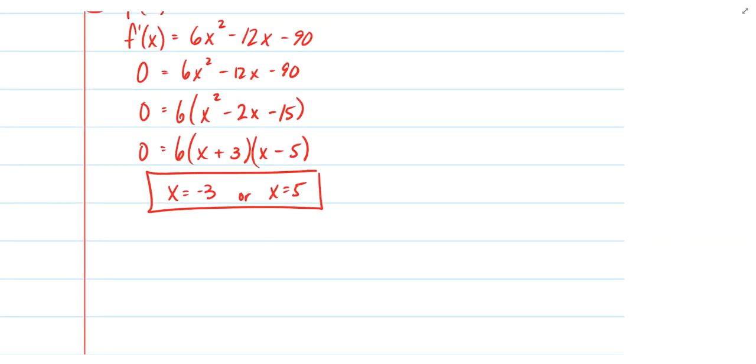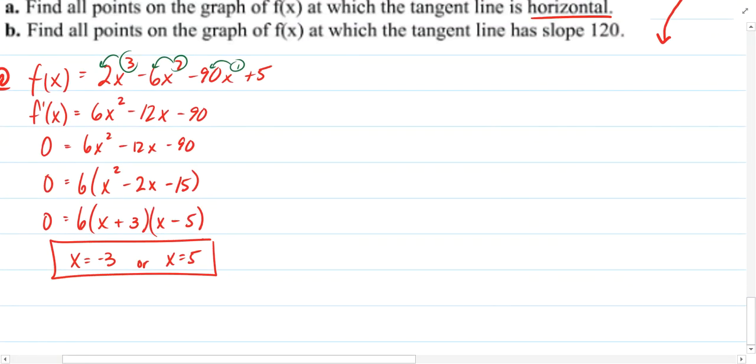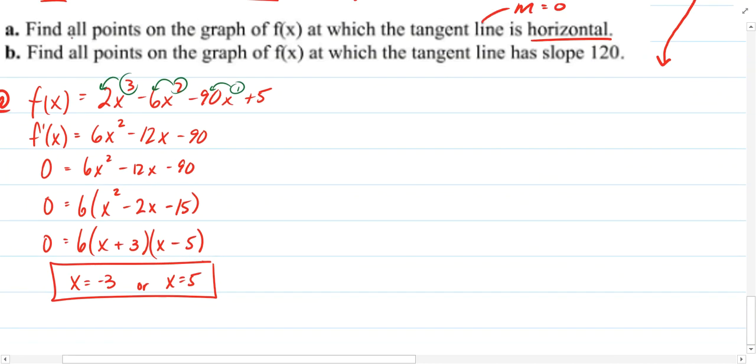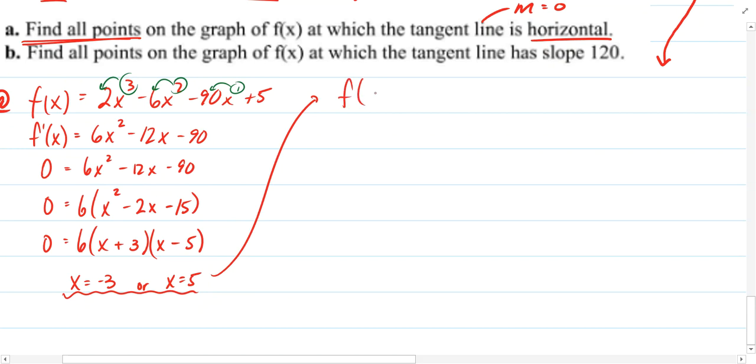Now that gives us our x values, but it would be nice to know what the actual position was, because the instructions did tell us to find the points where the graph has a tangent line that is horizontal. So let's jump up here and now evaluate the function at -3. Notice I'm using the original function at this point, and the function at +5.